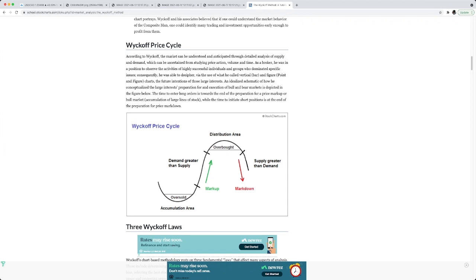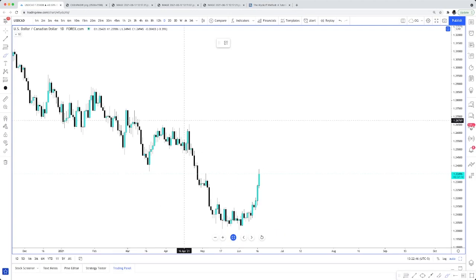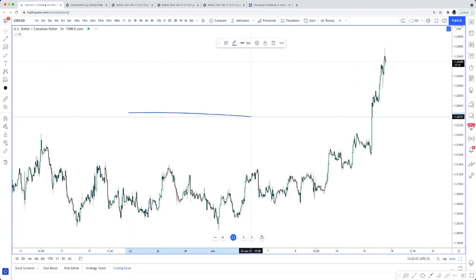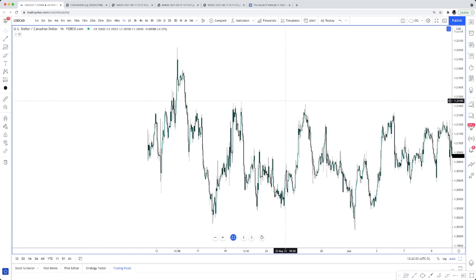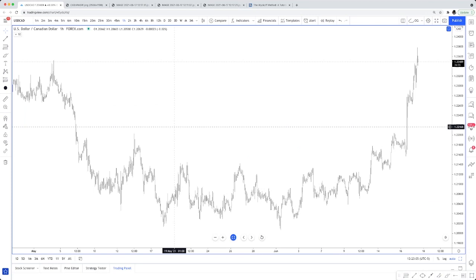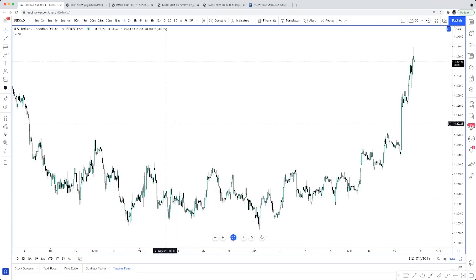We're seeing that price is oversold. We're seeing price going lower and lower and lower, and then we start to see signs of it starting to accumulate, right? Now, when it comes down to it, what I want to show you guys is, let's go to the 1 hour. Let's go back to the 1 hour. And what I started to see was signs that we were going to start this Wyckoff price cycle, right?